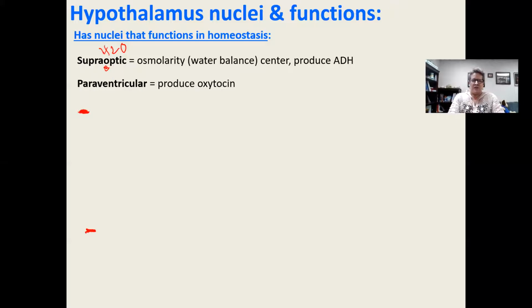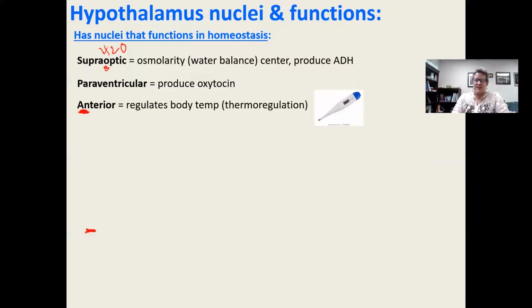Now, this nucleus we've covered in chapter 1 with the positive feedback. The paraventricular nucleus produces oxytocin. If you remember back in chapter 1, when I talked about positive feedback loops and the two examples I gave you, breastfeeding a child and childbirth, the hypothalamus releases oxytocin into the body.